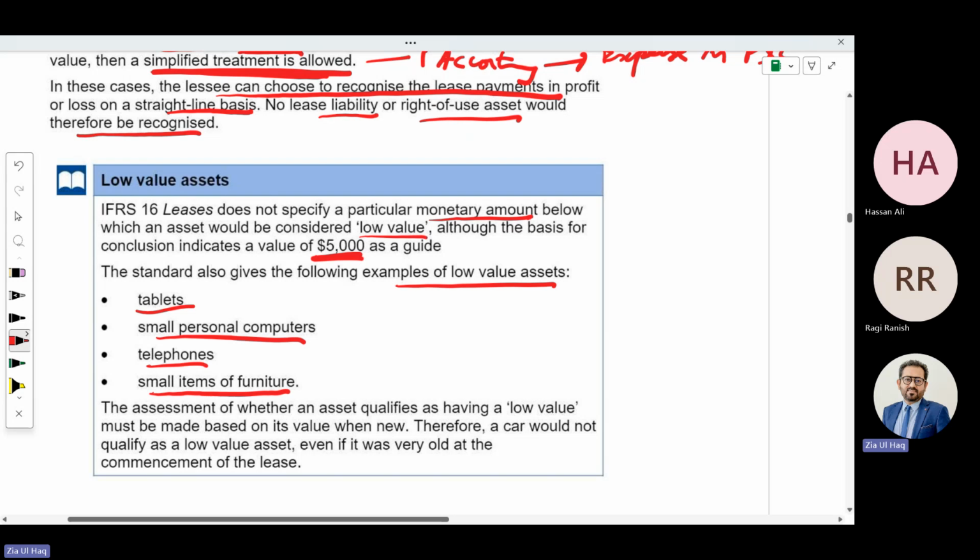The assessment of whether an asset qualifies as having low value must be made based on its value when new. If you have bought an old asset, you bought for 700. But if the new asset value is 6,000, that will not be considered low value.